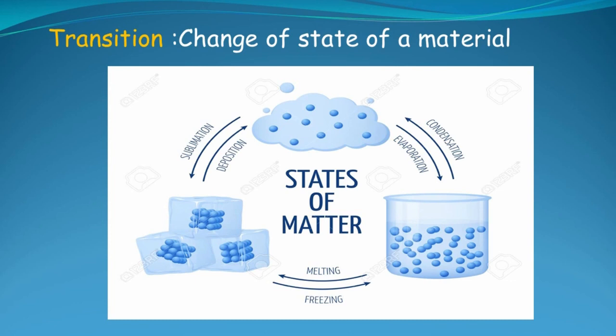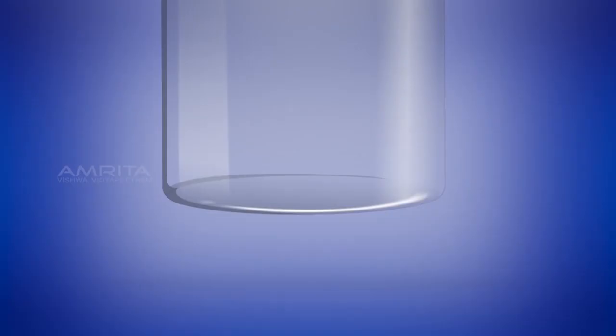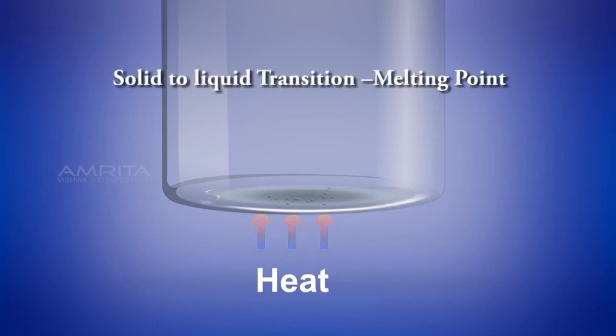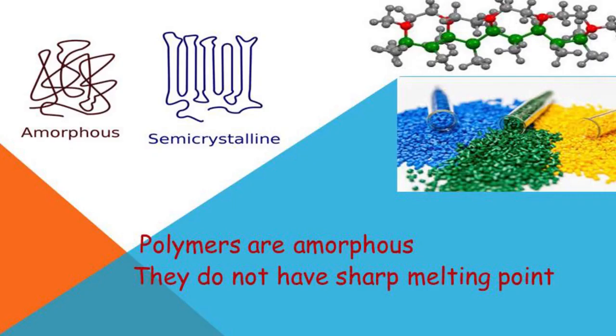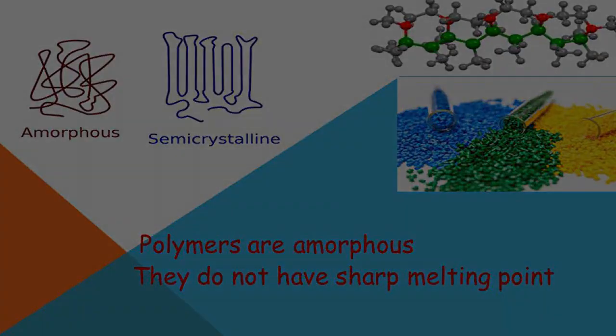by temperature or pressure. For example, when a crystalline material is heated, it will transform from solid to liquid state at a well-defined temperature called melting temperature. However, amorphous substances like polymers do not have a sharp melting point and they behave completely differently on heating. Let us examine this scenario in detail.